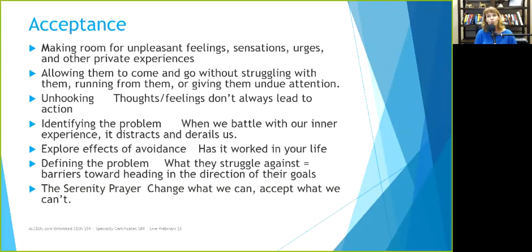Acceptance means making room for unpleasant feelings, sensations, urges, and other private experiences. We don't have to let them set up shop there, but we have to understand or accept the fact that they're going to come and then they're going to go. Kind of like an unwanted family member that comes, stays the night, and then moves on. Just don't let them unpack and stay there for a while. We want to allow them to come and go without struggling with them, running from them, or giving them undue attention.